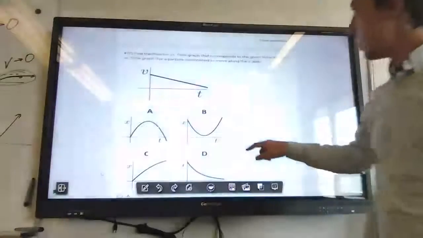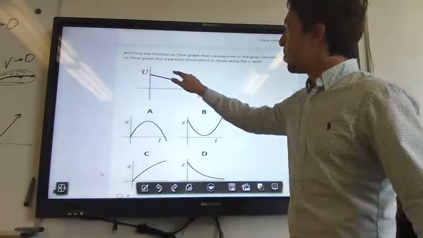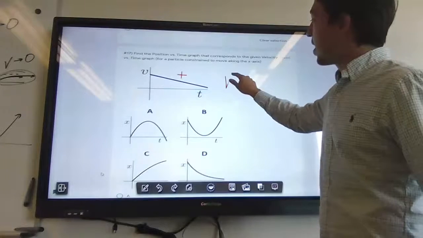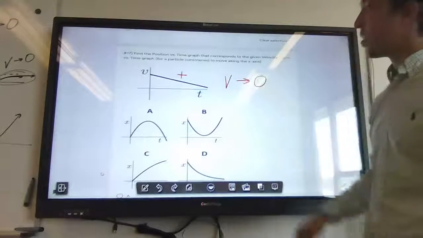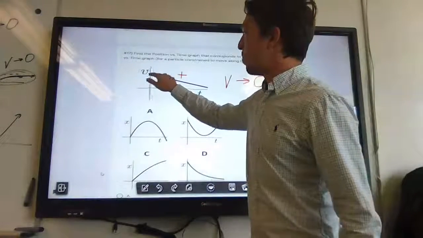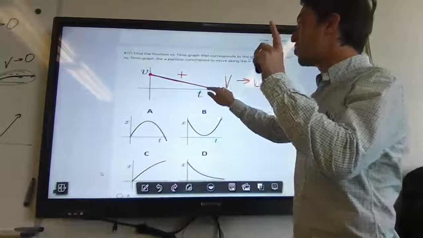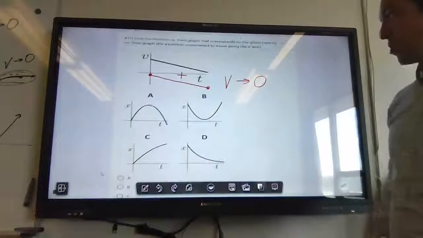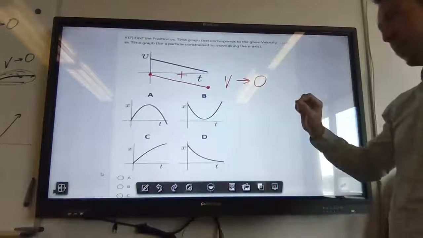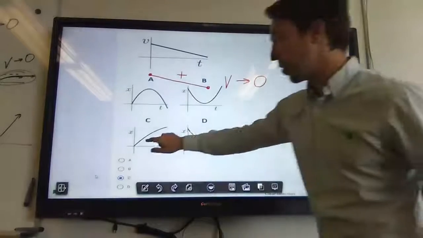Same idea. This one says I always have a positive velocity, but my velocity seems to be getting closer to 0 as time goes on, right? So velocity starts off big positive, stays positive the whole time, but it's actually getting smaller as we go. So which one of these has a positive velocity the whole time? C. You can also see it's kind of curving.